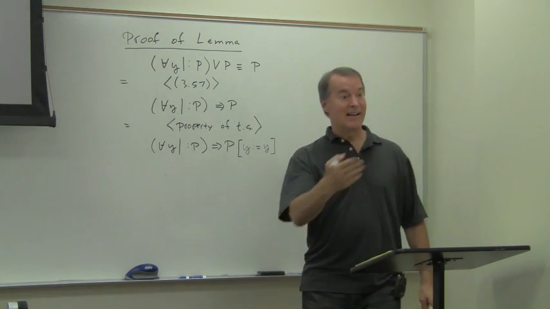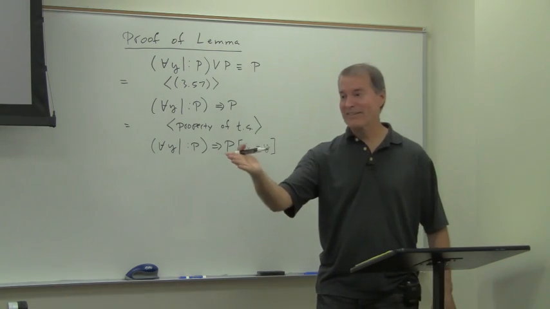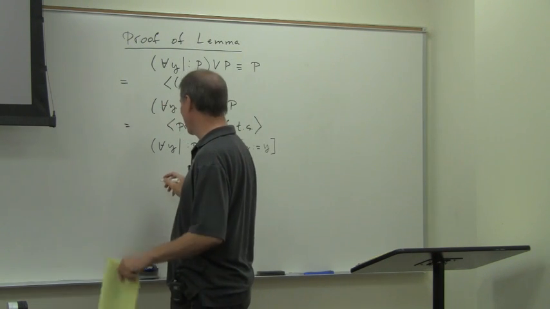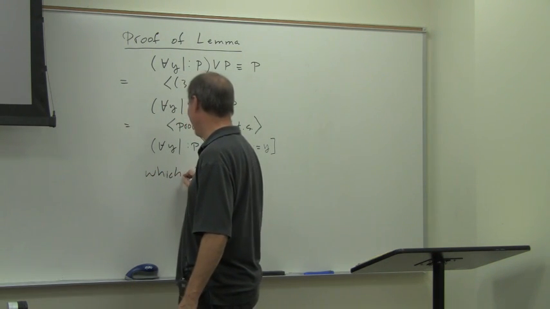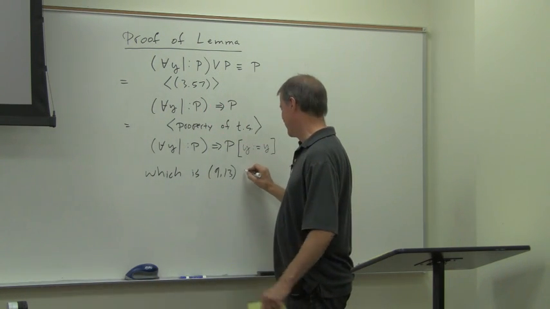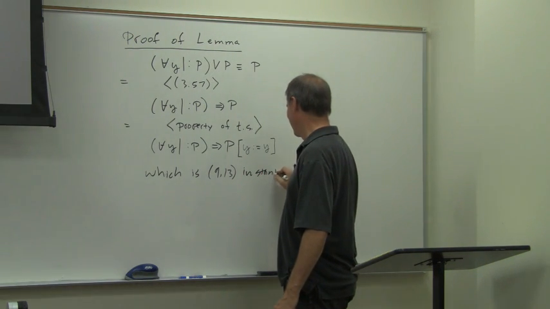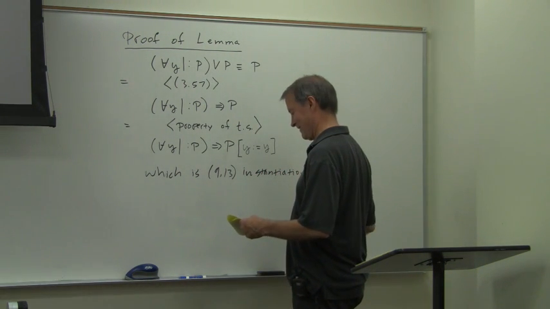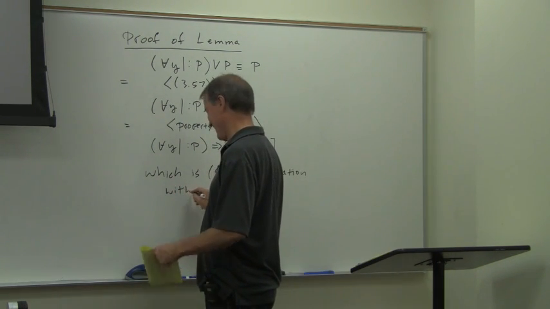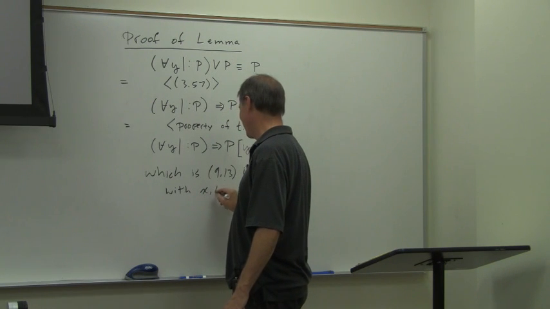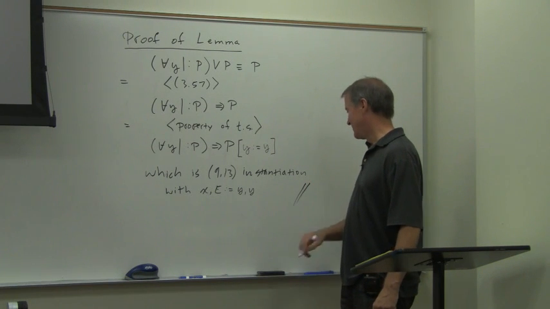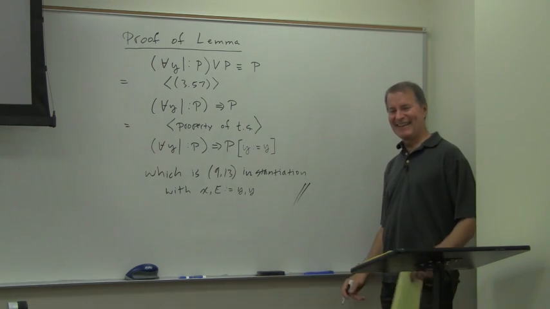Now you tell me. Instantiation. So that way you can go. Wait, but now what do we have here? Instantiation. Yeah, which is instantiation. What? 9.13. Cheater. 9.13 instantiation, with X replaced by Y and E replaced by Y. Yeah, which is instantiation, with X, E replaced by Y, Y. Boom. We're done. I don't know how I feel about that.